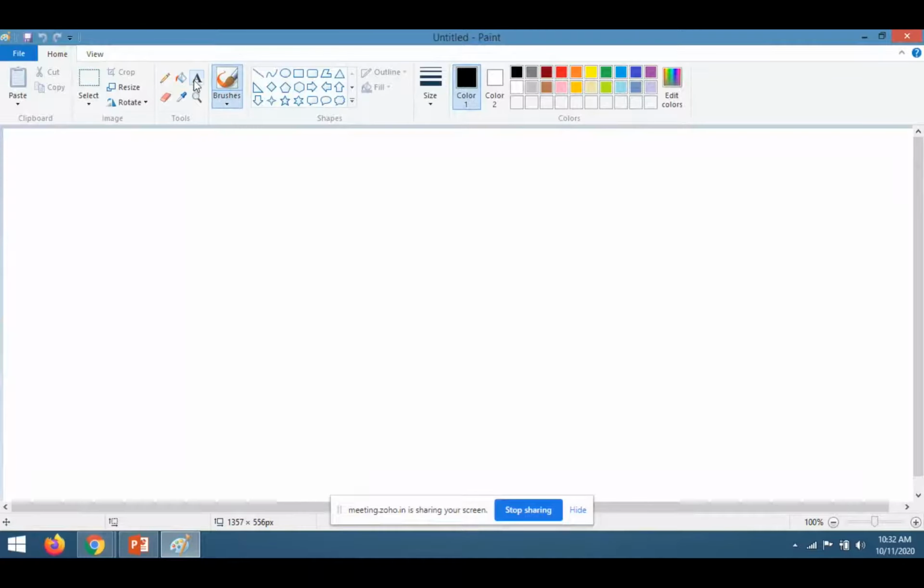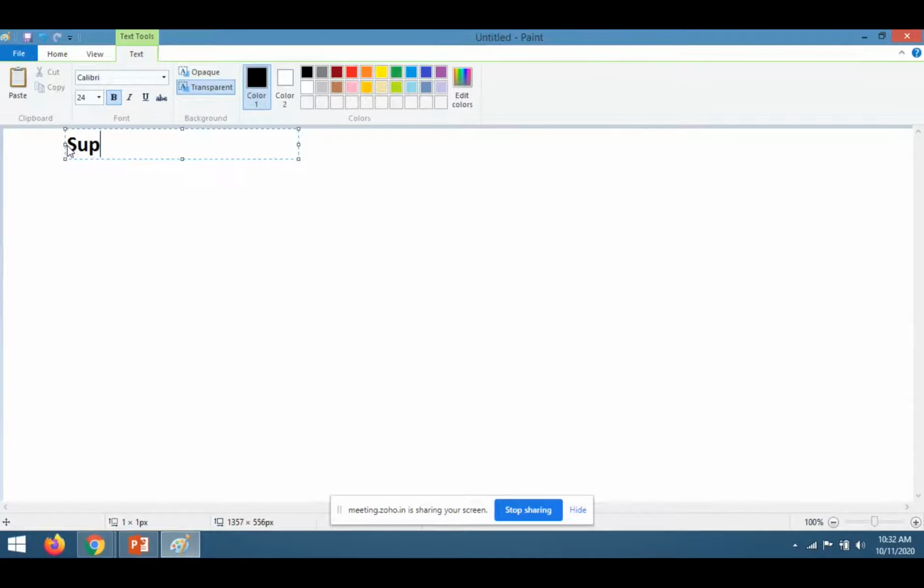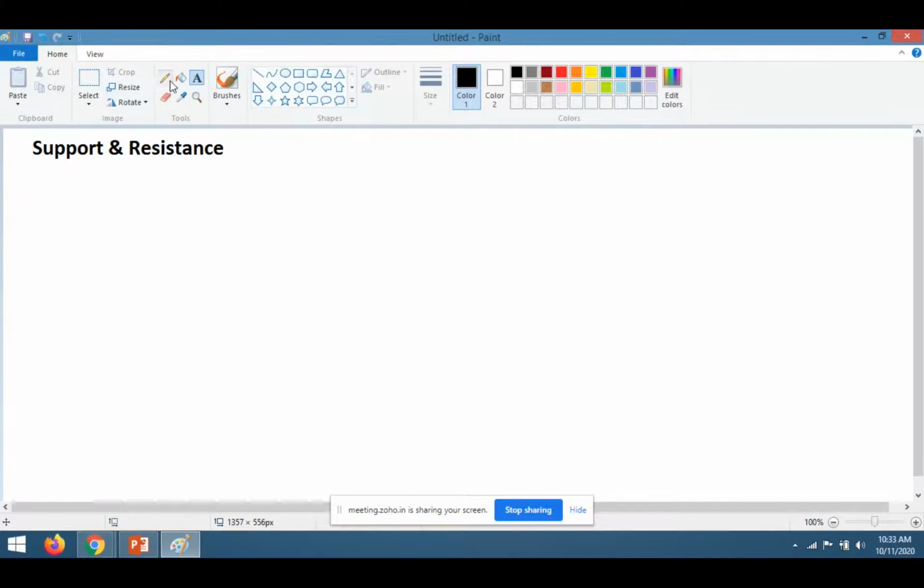So we'll see what support and resistance is. Those who already know, just bear with me, this is for the new guys, those who are new in the group or new in the market. I want them to come to the same level where you are. So in the last session we saw support and resistance. What is meant by support?